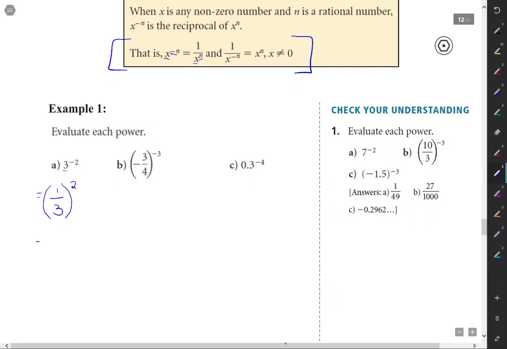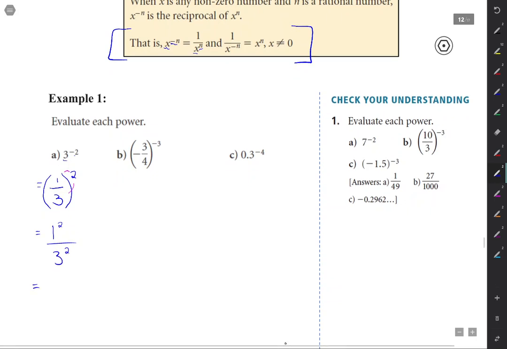So now what happens is that exponent applies to the numerator and the denominator. So if I were to write this next step, it would be 1 to the power of 2 over 3 to the power of 2. And 1 to the power of 2, well, that's just equal to 1. And 3 to the power of 2 is equal to 9. So the final answer here would be 1 over 9.